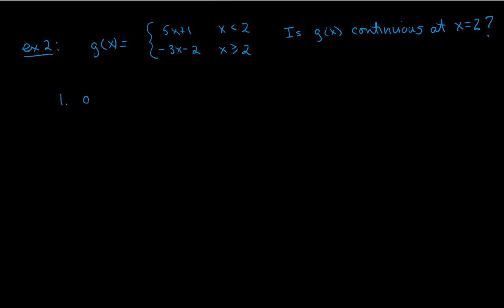We're going to evaluate g at 2. Well, to evaluate g at 2, we first need to determine, are we going to use the first or the second equation? If we're at 2, that's going to be where x is greater than or equal to 2, which indicates that we need to use the equation -3 times 2 minus 2, which looks like a -8. Okay, so that works. That's great. It exists.